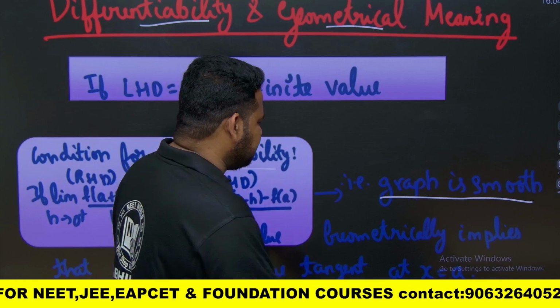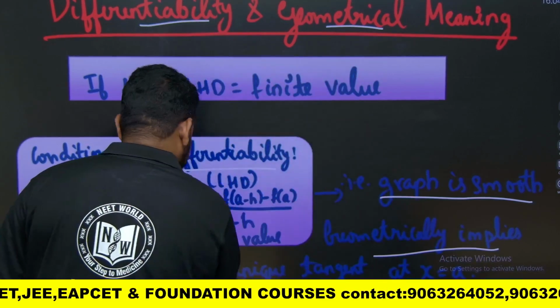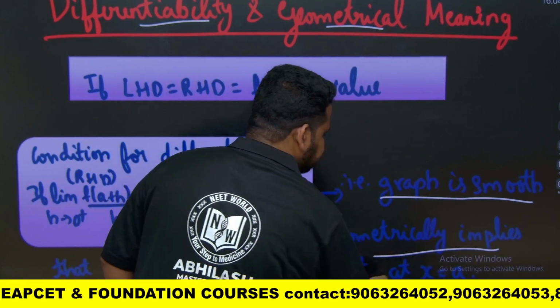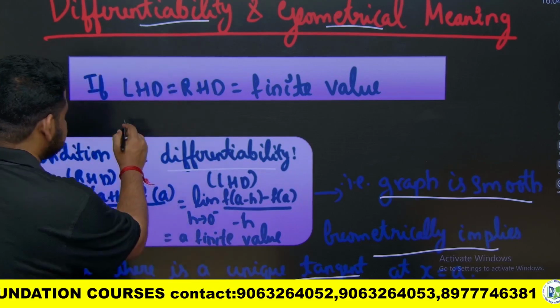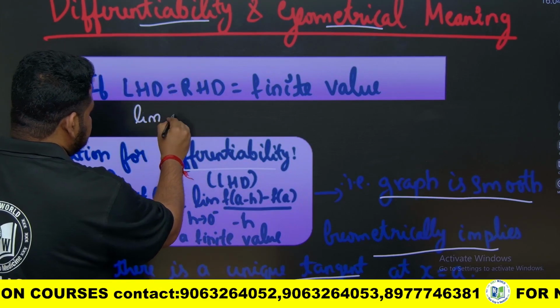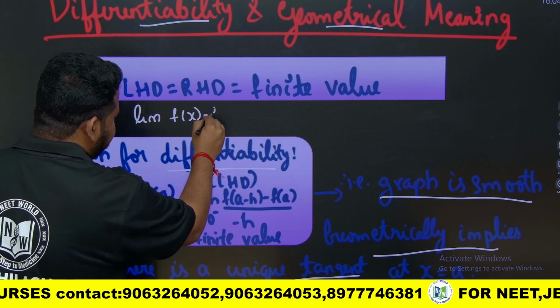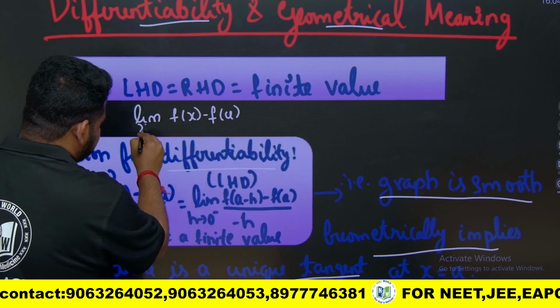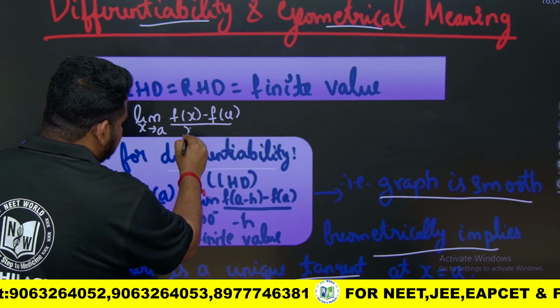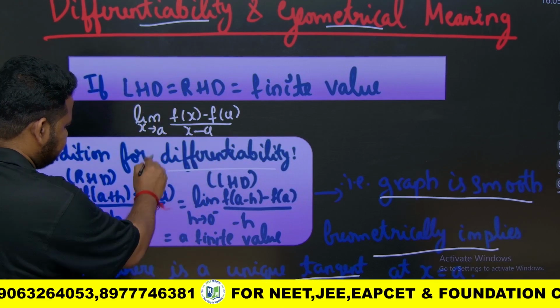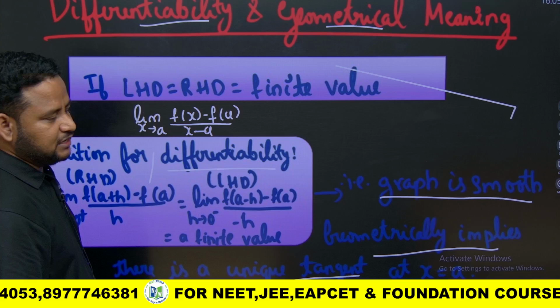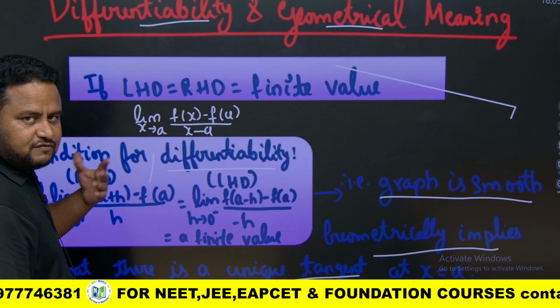Okay, if it is continuous, that means the graph is smooth. Geometrically, what does it imply? It implies that there is a unit tangent at x equal to a. Unit tangent means there is only one tangent. So this basically means limit of f(x) minus f(a) by x minus a, as x tends to a. This is what it says. This is the meaning of this one. If it is a finite value, then we say that the function is differentiable.